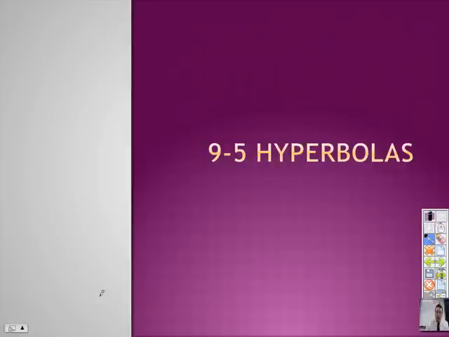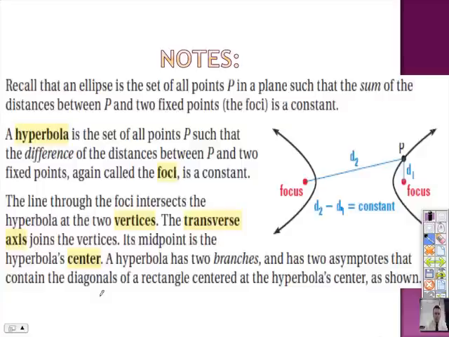Okay. So hyperbola. Here's a definition. An ellipse is a set of all points in a plane where the sum of the distances between P and two fixed points is constant, but a hyperbola is a set of all points such that the difference of the distances between P and two fixed points, the foci, is constant. So those are just definitions of ellipse and hyperbola.